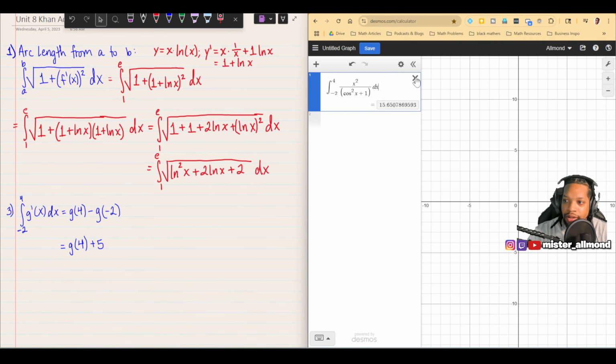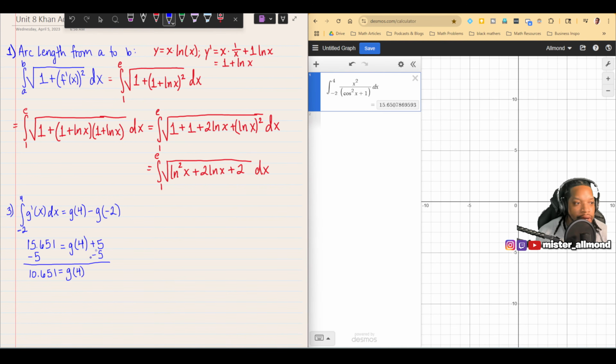So, but okay. The calculator tells me that this left side of the equation comes out to, I think they wanted us to round to 3 decimal places, 15.651. All right. And then that equals g of 4 plus 5. So all I got to do is subtract 5. And then I will have my g of 4. So that should be 10.651? Because 15 minus 5 is 10. All right, that's what I'm claiming my answer is.